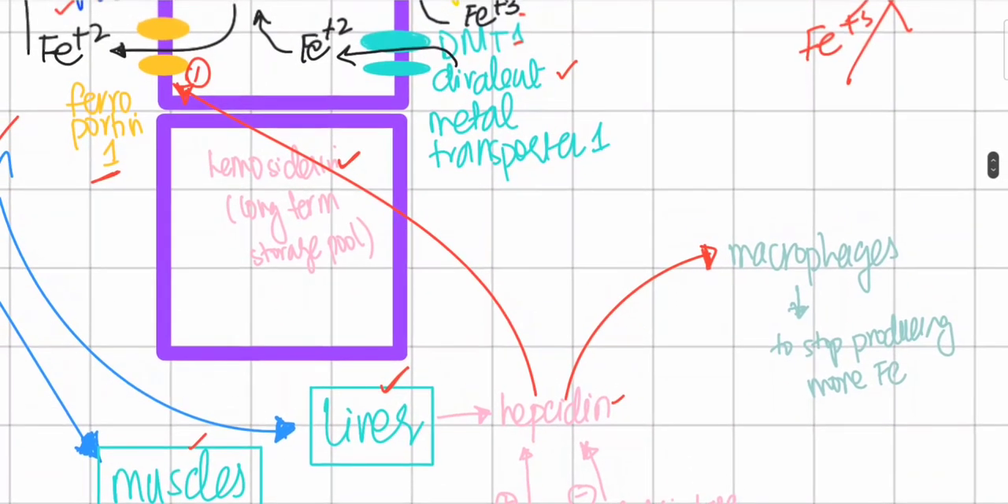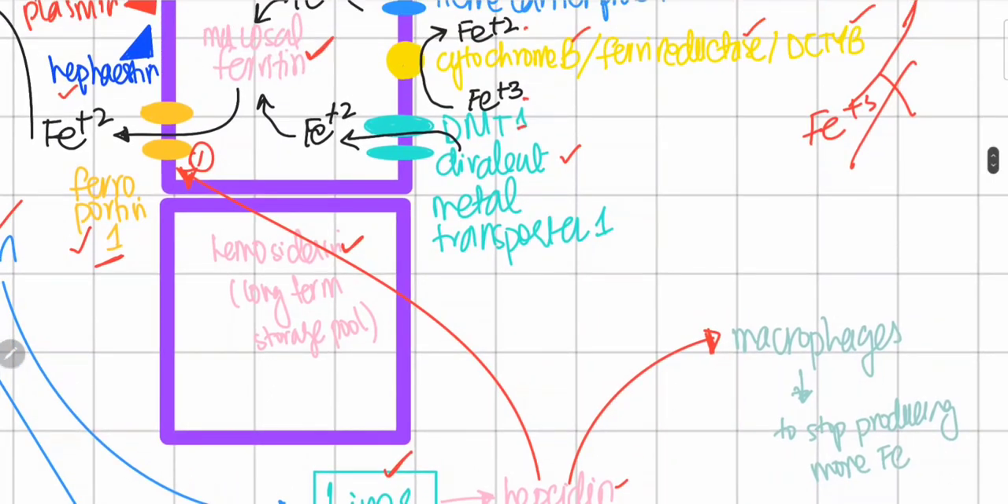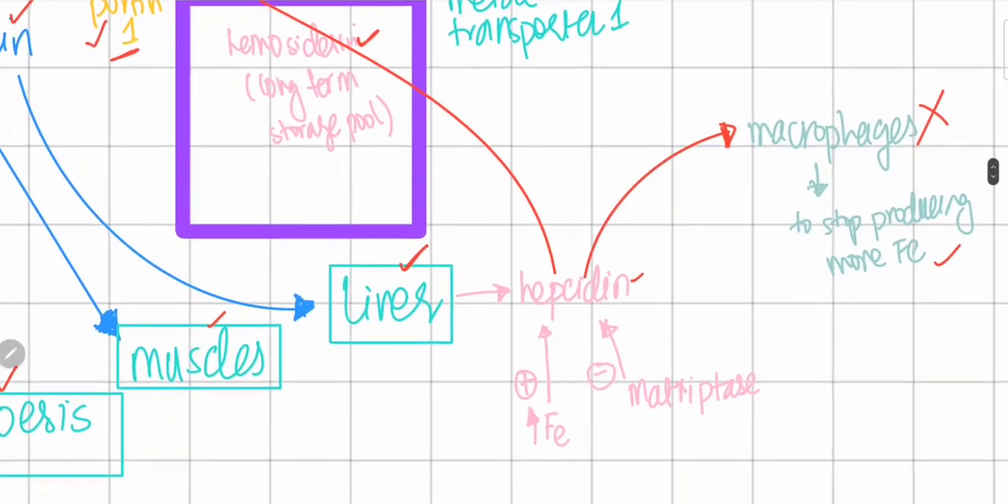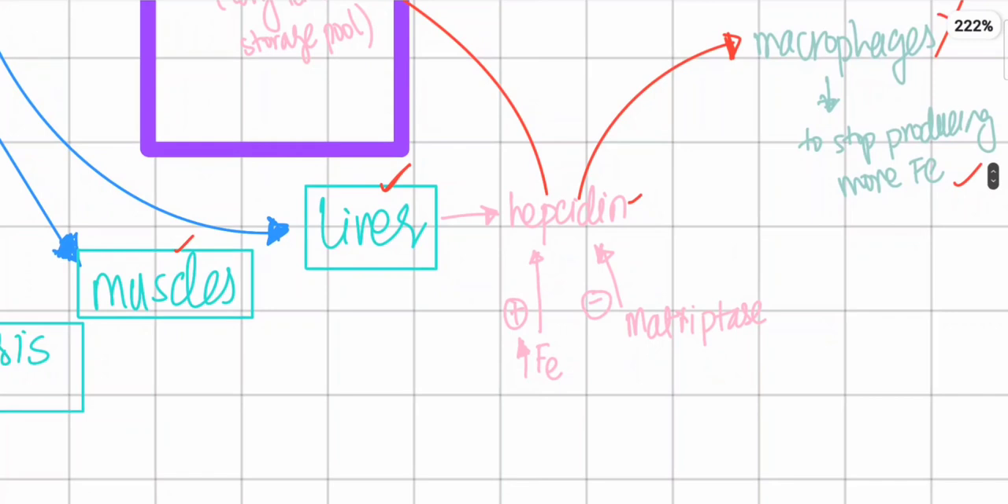And what hepcidin does is that it sequesters ferroportin, so it closes this door, and therefore iron cannot enter blood, and it stays in its mucosal ferritin form, right? And another thing it does is that it goes to macrophages and inhibits macrophages from releasing iron. That is how it decreases iron in the blood. And of course, matriptase, another protein, it decreases hepcidin. So that is going to increase iron in the blood.